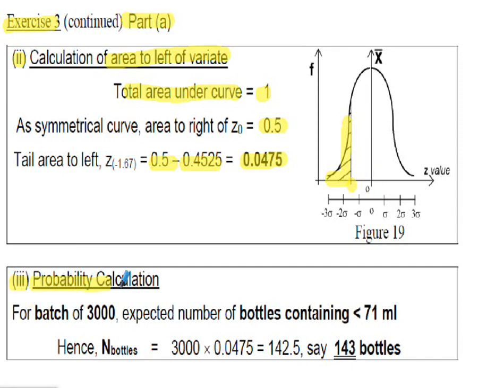Step 3 is our probability calculation. So for a batch of 3,000 bottles, the expected number of bottles containing less than 71 millilitres is related to the probability of 0.0475 from step 2. So 3,000 bottles times the probability of 0.0475 gives us 142.5, say 143 bottles. So from our batch of 3,000 bottles, the number of bottles containing less than 71 millilitres would be 143, assuming the batch follows the normal distribution.